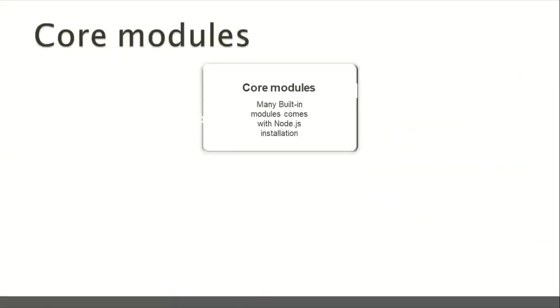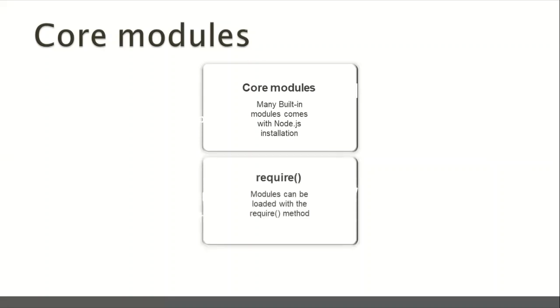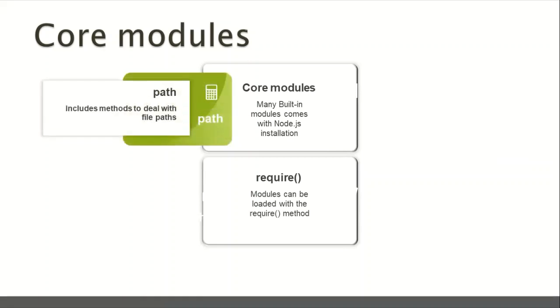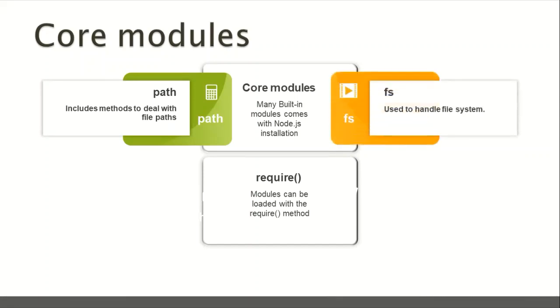Now, the core modules are the built-in modules coming along with the Node.js installation. When these core modules are implemented, you use the require function. This require function helps you import modules into your code. To list a few of them, let's observe the path module. The path module deals with file paths. When we want to perform CRUD operations on the file system, we can use the file system or FS module.